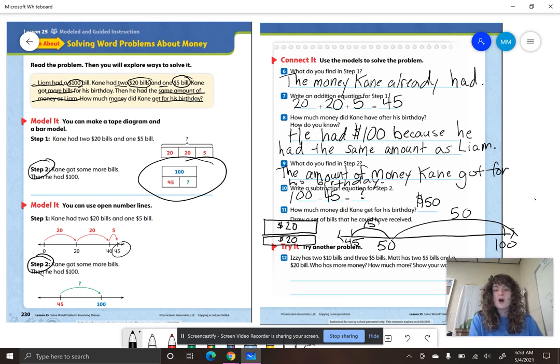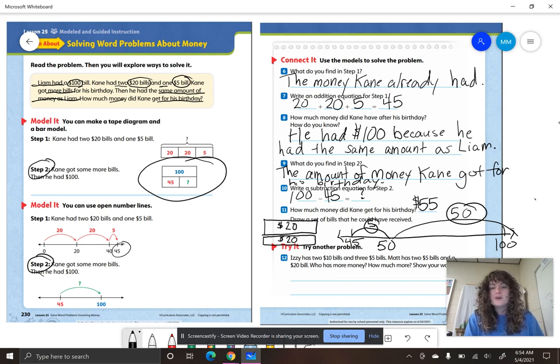Now, my part, Miss Mason was wrong. That is not 50. I forgot to add my 1, Smarties. Looking at my jumps, I have $55. Cain got $55 for his birthday. Smarties, that's why it's always important to go back and check your work. All right, $55. So I have $40 right now.